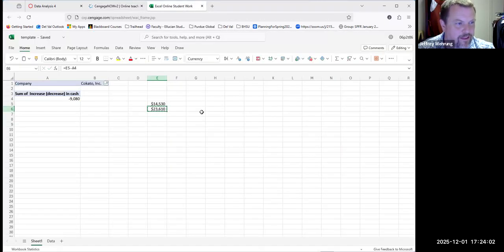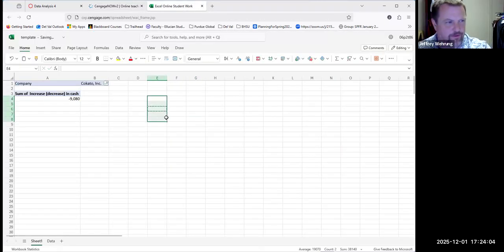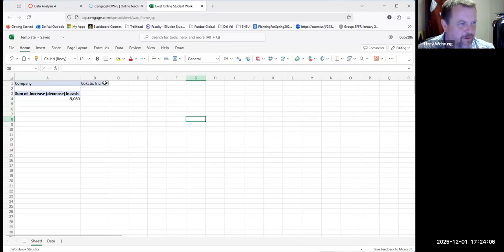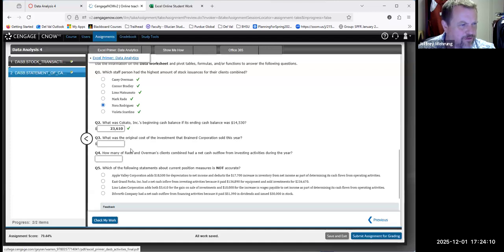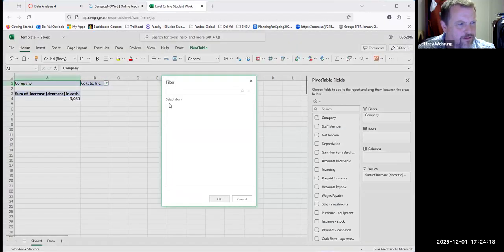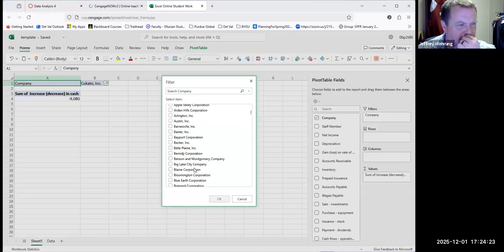Wow, that did not even need a pivot table. All I used the pivot table for was to quickly look up which company I was looking for. It was the original cost of the investment that Brainerd Corporation sold this year. So I want to know the initial cost of their investment. So we're just going to look at Brainerd.